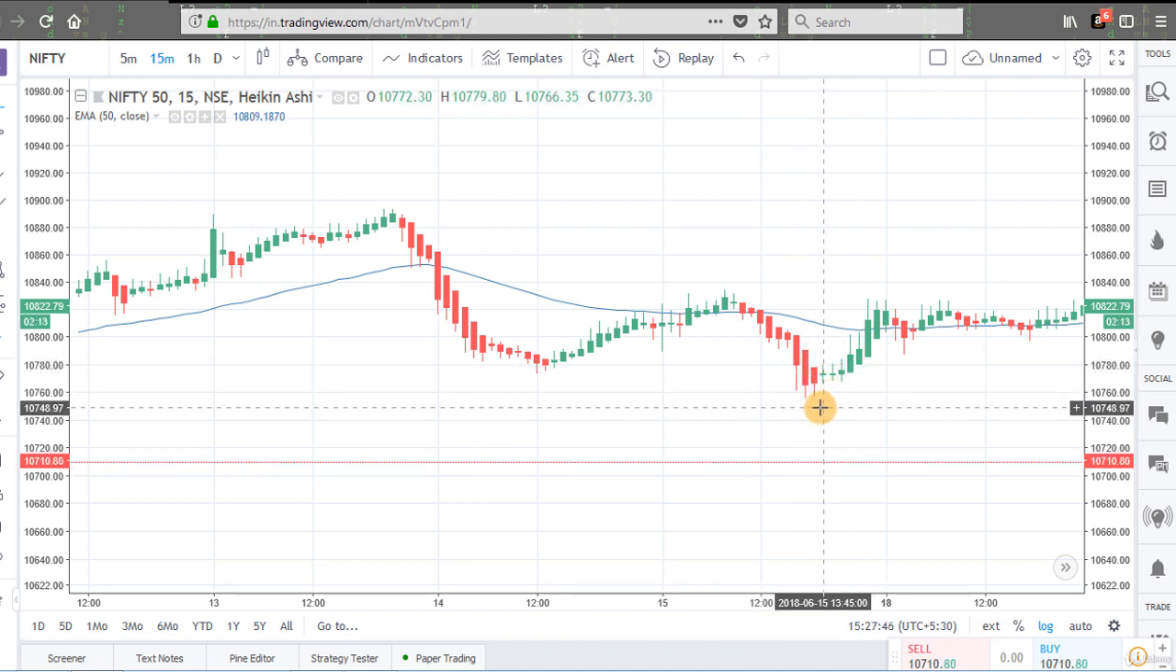In this way, we can add different types of tools and indicators to Heikin Ashi charts to get confirmation of our entry and exit signals.